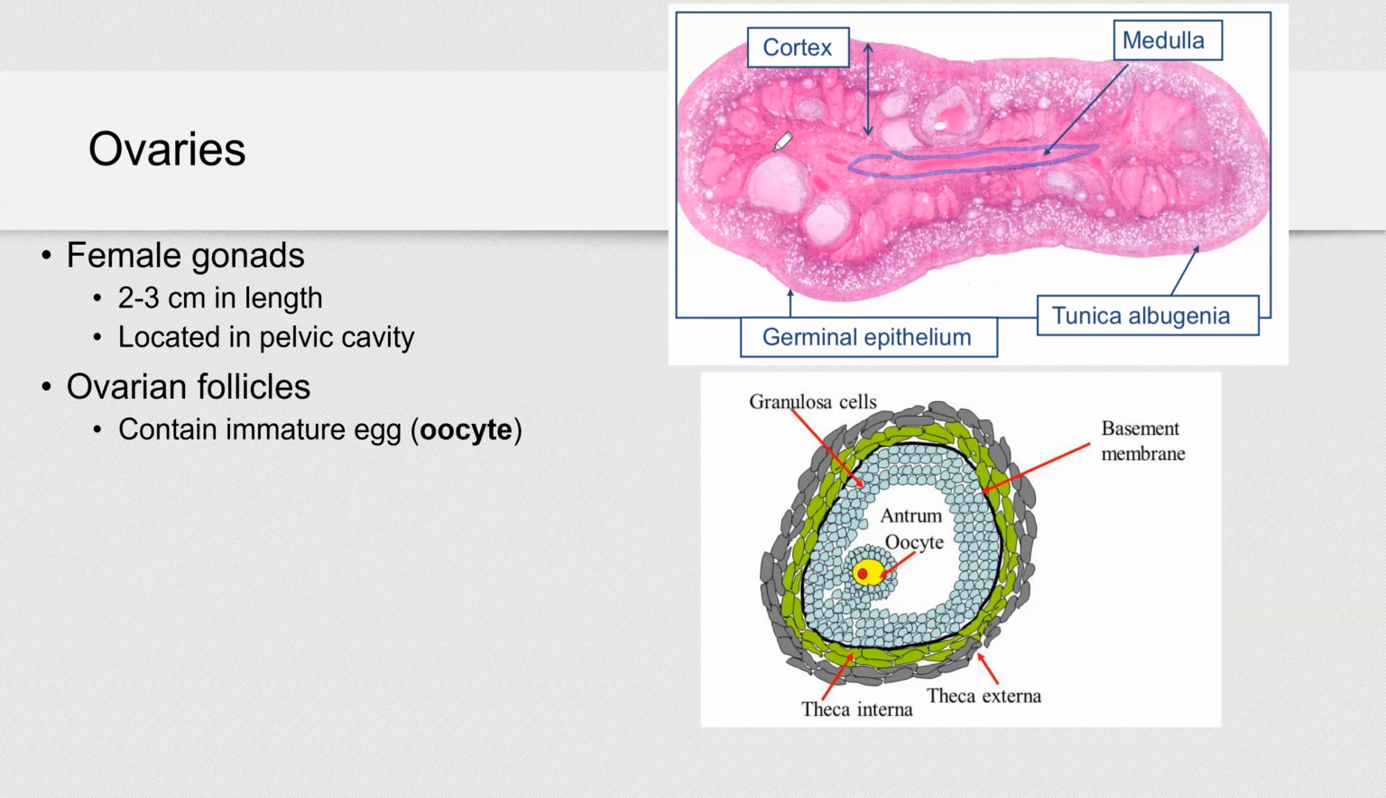And within the cortex, you see lots of these circular structures, right? And over here, the smaller circular structures, those are follicles, ovarian follicles. So this is a diagram of an ovarian follicle. And what is inside is an immature egg or oocyte. So here's a yellow part with a little red dot, that represents the immature egg or oocyte.